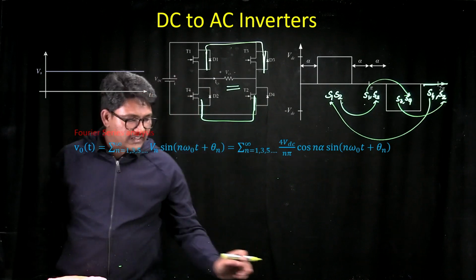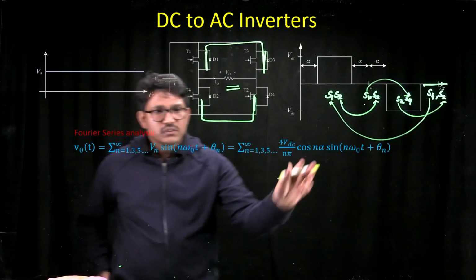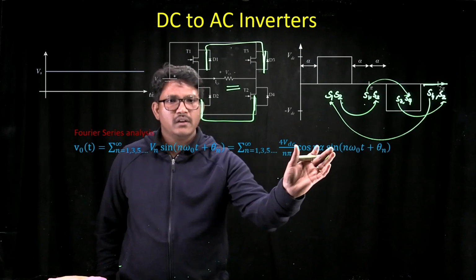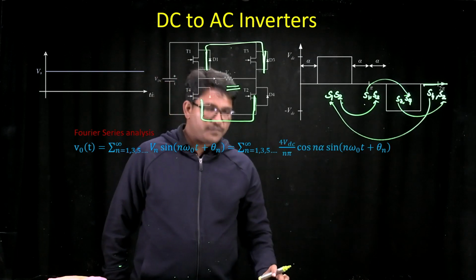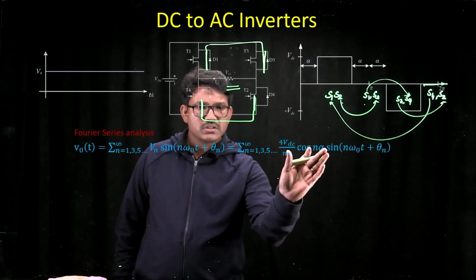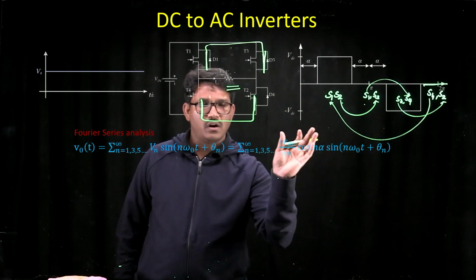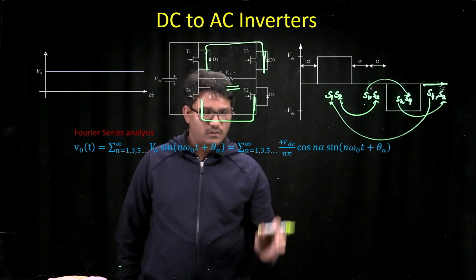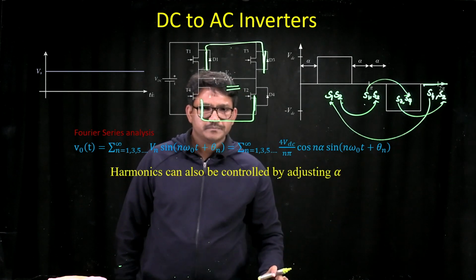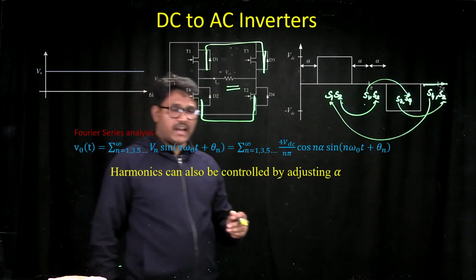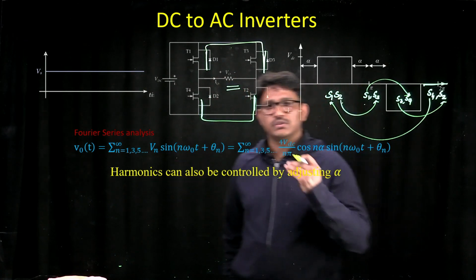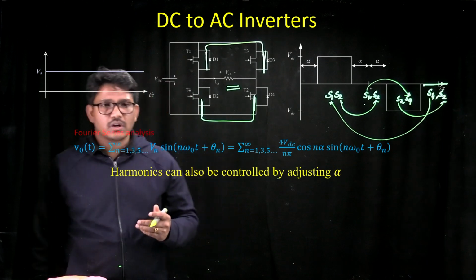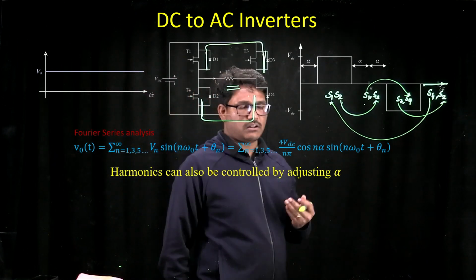Now if you closely observe, the value of alpha can be modified to change the peak value of the sinusoidal voltages. If your value of alpha can be changed to adjust the peak values of the sinusoidal voltages, that indicates the harmonics can now be controlled by changing the values of alpha. Now how can you control the harmonics? By changing the values of alpha.